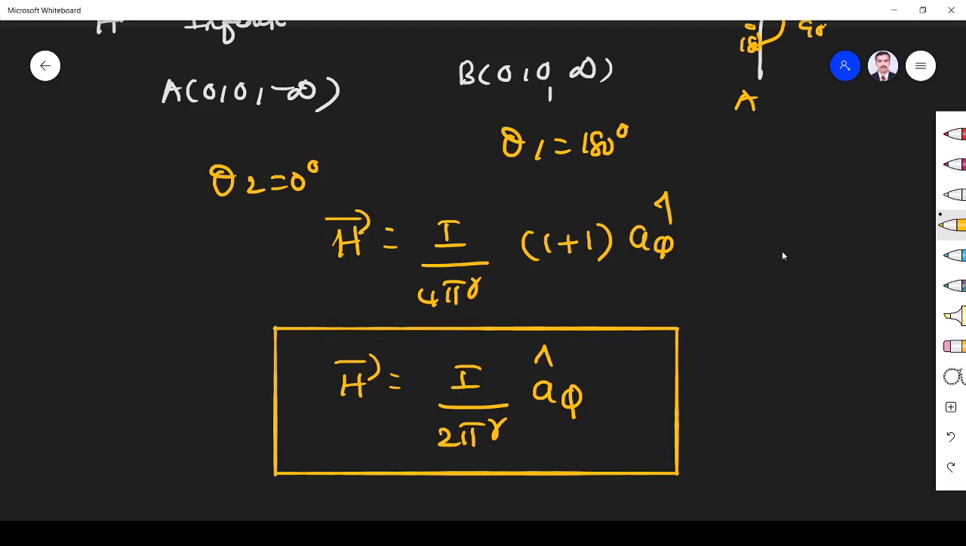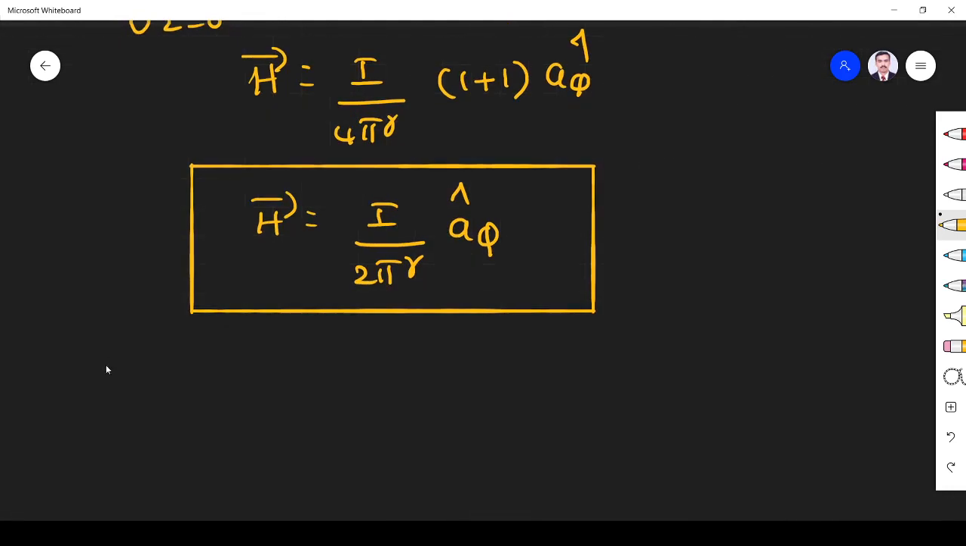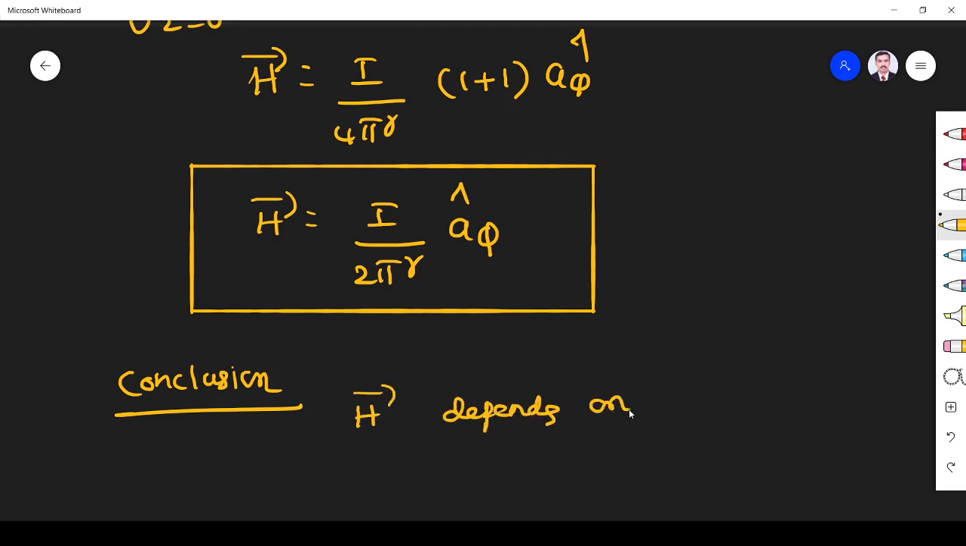So here we have to conclude some important points. Conclusion. The magnitude of H depends on R. What is R? R is the distance between the origin and the field point. So it depends only on the distance between the center of the source and the field point. That is the first thing we have to remember.